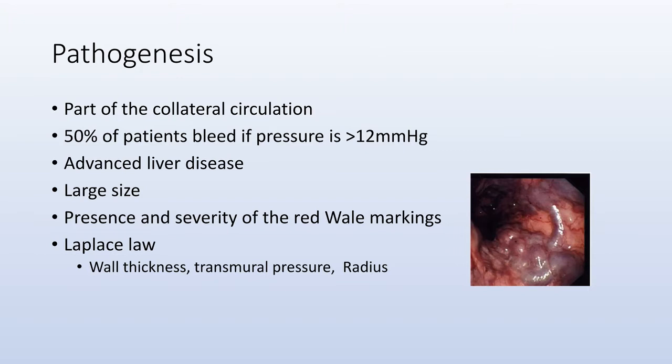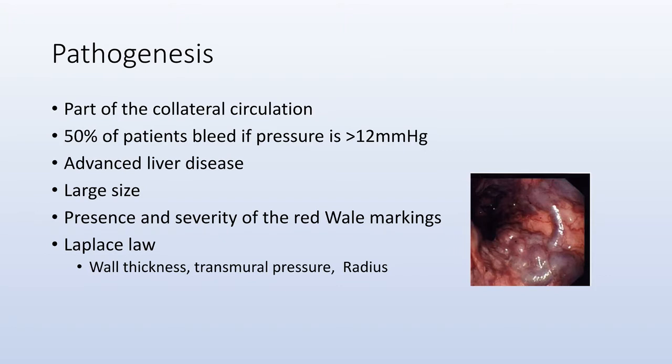governed mainly by the Laplace law, which states that the tension on the wall of the vessel is responsible for the bleeding, and that is related to three factors. Wall thickness, so if the wall is thin, it's more likely to bleed. Also, the transmural pressure, which reflects the portal venous pressure, and the radius of the varix, which reflects the size.